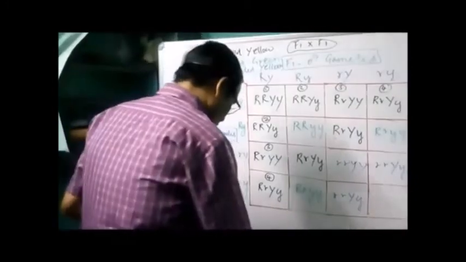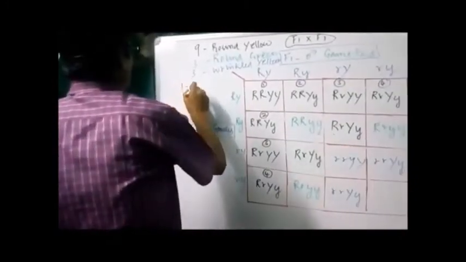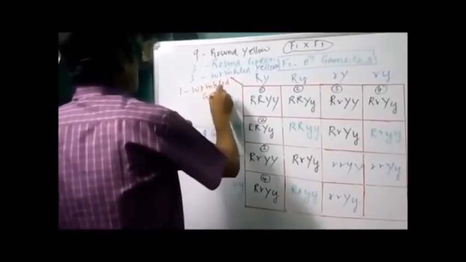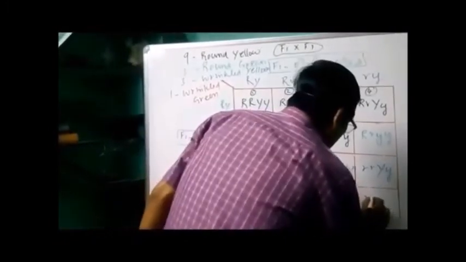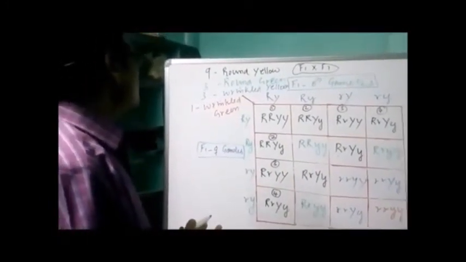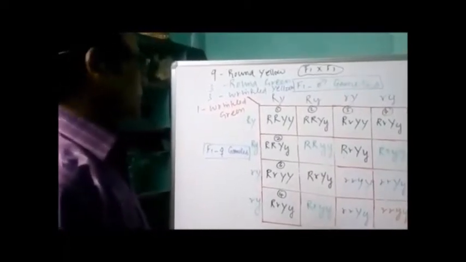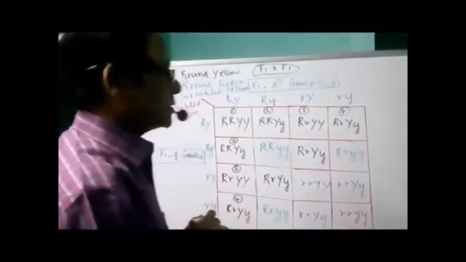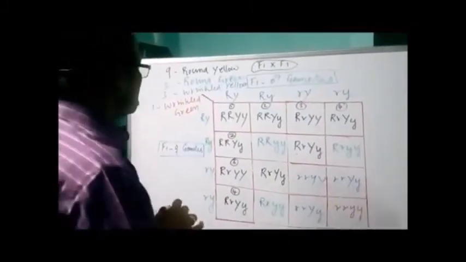The last one we have is one wrinkled green, where both the genes are recessive. That indicates that as we have 4 different types of gametes, we are also getting 4 different types of phenotypes in the ratio of 9:3:3:1. Normally he got 4 types of individuals. This is the fraction, the ratio.